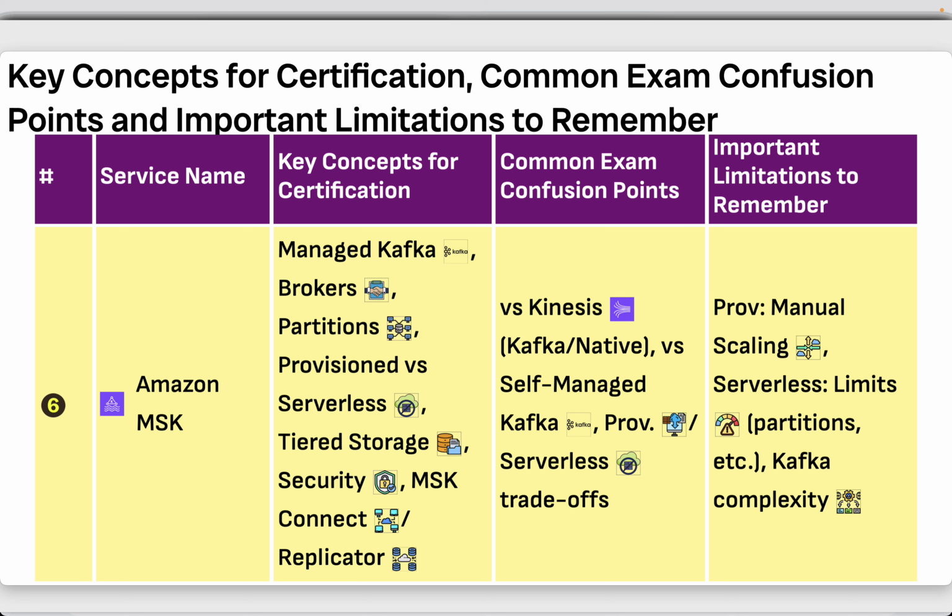Kinesis is not serverless in that sense, it is also managed, because you will see the shard management there. And provisioned versus serverless trade-offs: MSK has these two modes and you can go through the trade-offs. Limitations: provisioned requires manual scaling, serverless has specific limits on the number of partitions, etc. And Kafka concepts and complexity. Kafka is a bit complex technology, so you should know it, and only if there's a migration or some constraint where the customer wants to use Kafka, then you will go for it.